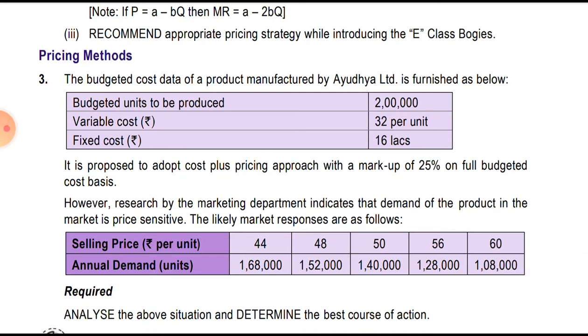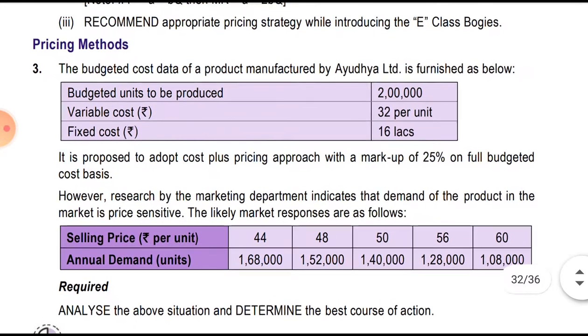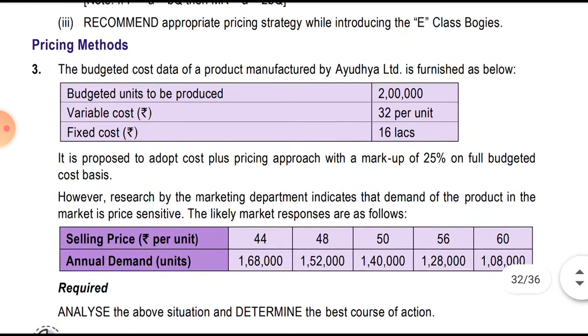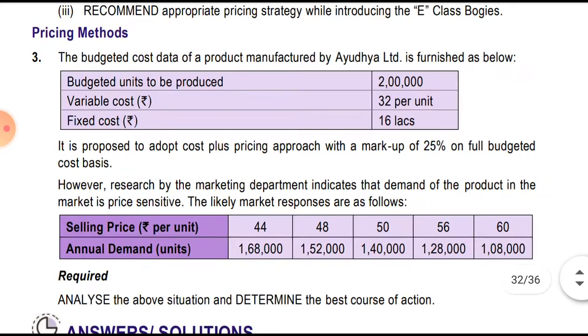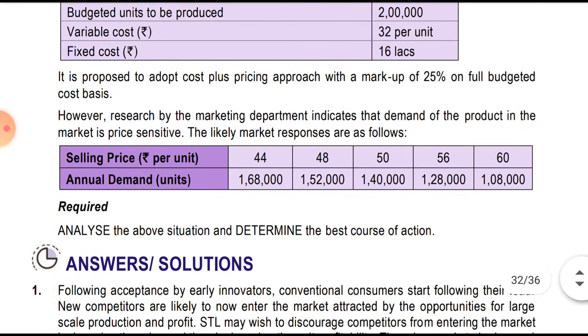Okay, the budgeted cost data of the product manufactured by Ayodhya Limited is furnished below. We are doing the third and the last one. Budgeted units are 2 lakh, variable cost is 32, fixed cost is 16. It is proposed to adopt cost plus pricing, with a markup of 25% on the full budgeted cost basis.